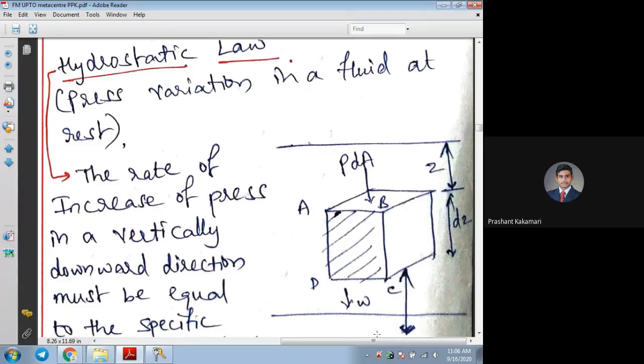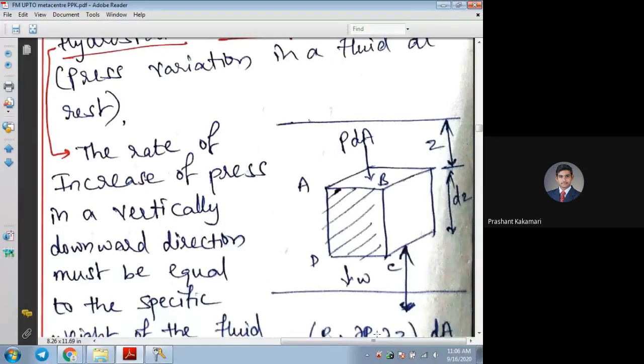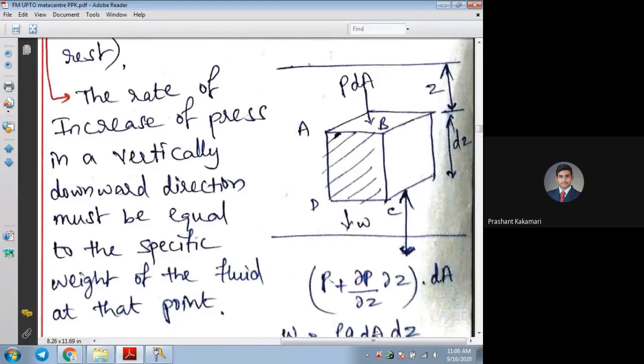So here, hydrostatic law is defined as: the rate of increase of pressure in the vertical downward direction must be equal to the specific weight of the fluid. Specific weight is rho g, rho into g, the specific weight of the liquid at that point. So for a given point of volume of the liquid, what are they telling? The rate of increase of pressure in the vertical downward direction must be equal to the specific weight. At the surface of the liquid, the pressure is atmospheric pressure. As we go down from the surface of the liquid, for any given point we consider the pressure force, and it must be equal to the specific weight of that fluid.